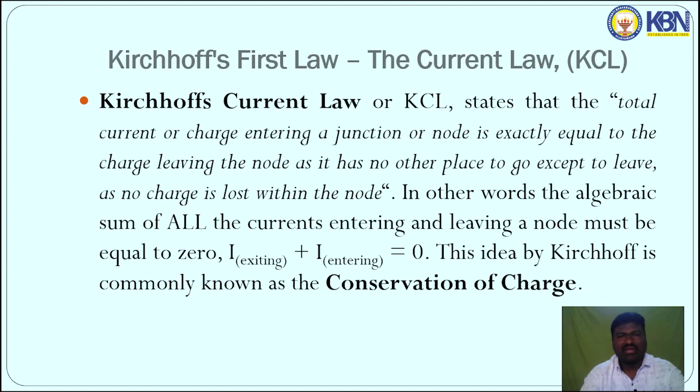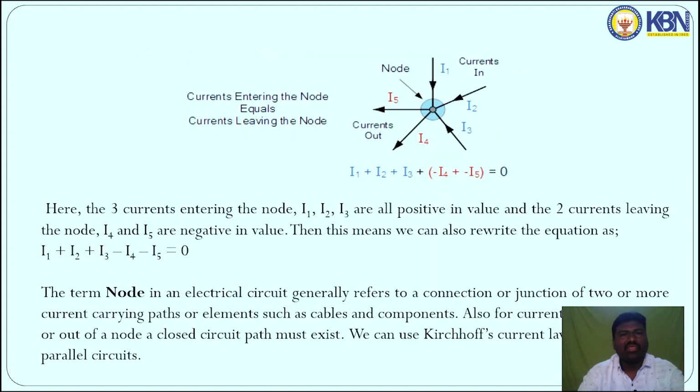Both statements are proved for Kirchhoff current law. In other words, the algebraic sum of all currents entering and leaving the node point must be equal to 0. That is, current leaving plus current entering is equal to 0. This idea by Kirchhoff is commonly known as conservation of charge.